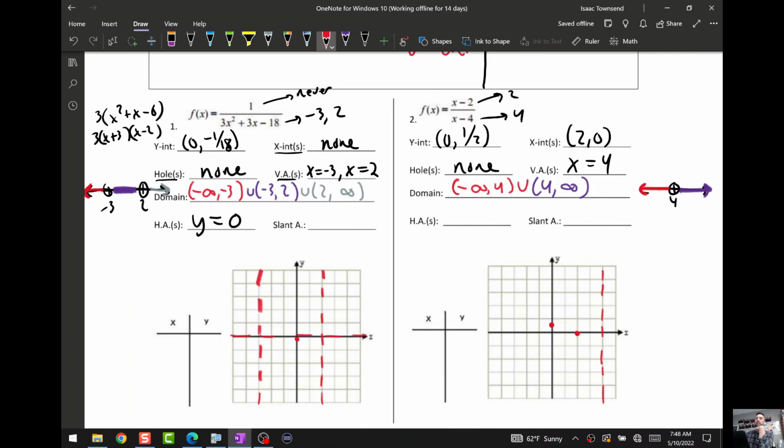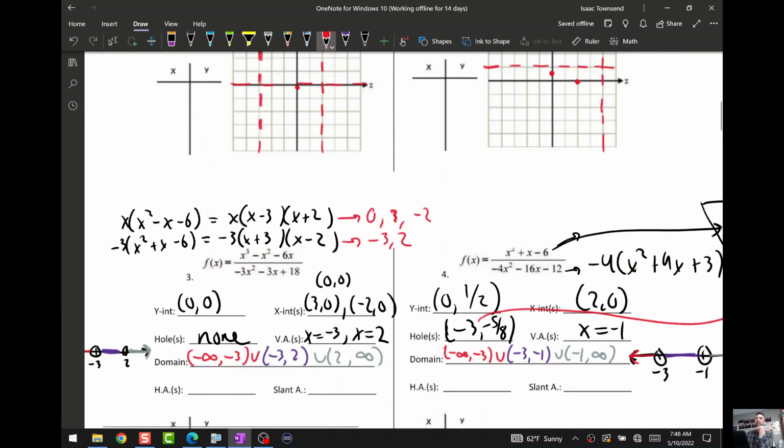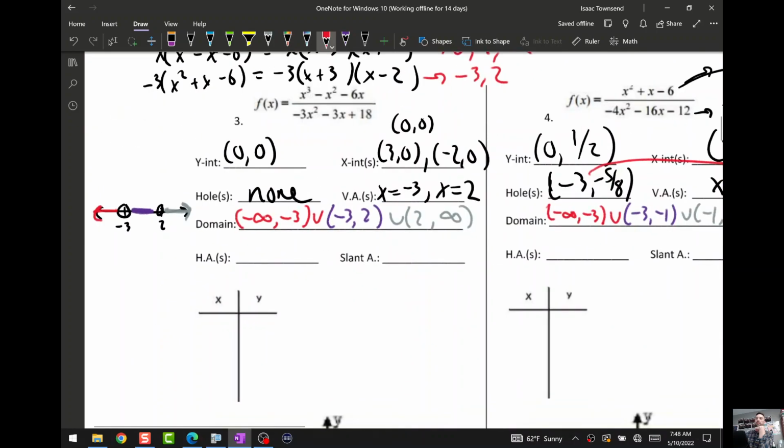Very to the point. Number 2, looks like the degree of the numerator is 1, the degree of the denominator is 1, so we need to take y equals leading coefficient, which is 1, over leading coefficient, which is 1, and we get y equals 1. These are asymptotes, so I'm graphing them as dashed lines. Number 3, the degree of the numerator is bigger than the degree of the denominator, so it does not have a horizontal asymptote.